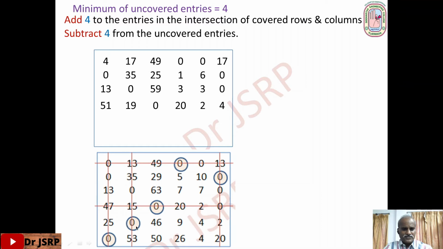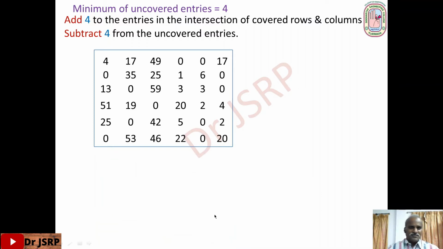Okay. Next, these 2 remain same. 25, 0. Subtract here. Subtract here. Subtract here. So 4 minus 4, 0. This is a new possible assignment. Okay. This remains same. This remains same. This remains same. Here subtract 46, 22. 4 minus 4, 0. So this is a new possible assignment. Like 20 remains same. Okay. So this table gives new possible assignments.